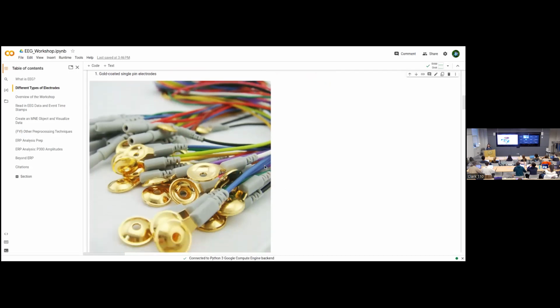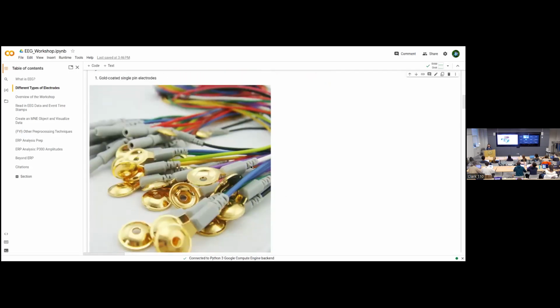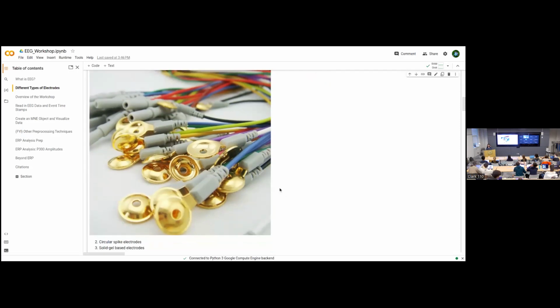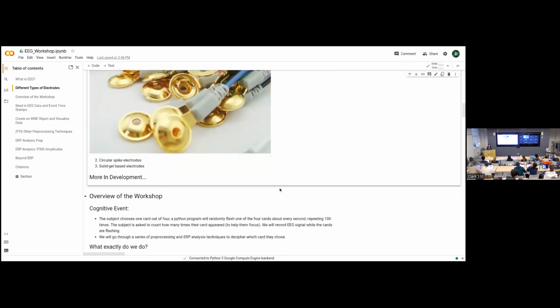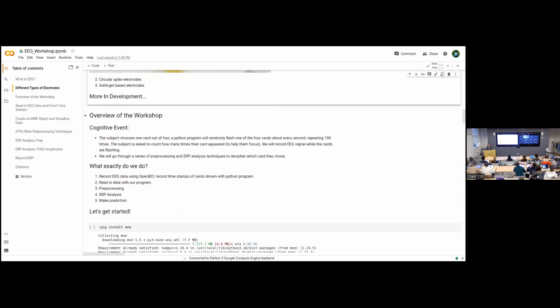And so there are three major categories of dry electrodes. The first one is gold coated single pin electrodes. I have a picture right here. The type of electrodes that the OpenBCI headset uses are actually called circular spike electrodes.